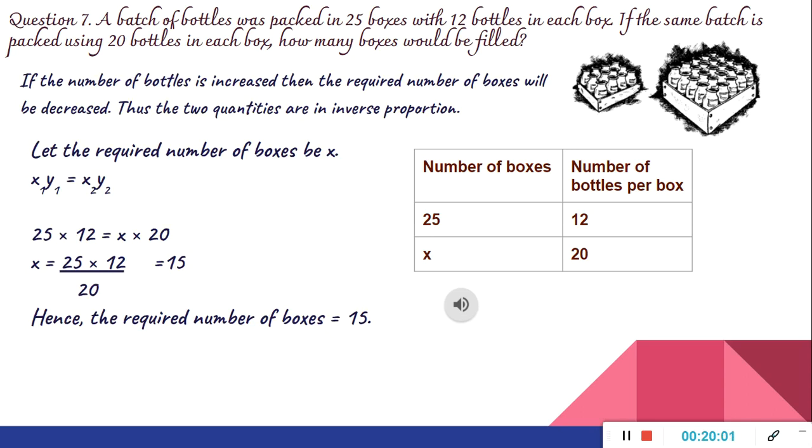So let the required number of boxes be x. The formula is x1 y1 is equal to x2 y2. So 25 into 12 is equal to x into 20. So x is equal to 25 into 12 upon 20. So 25 and 20, we can cut by 5: 5 5s are 25, 5 4s are 20. 4 in 12 is 3. So 3 5s are 15. X is equal to 15. So the required number of boxes is 15.